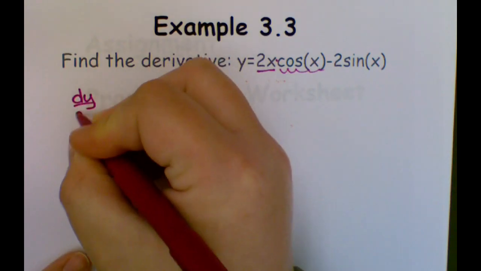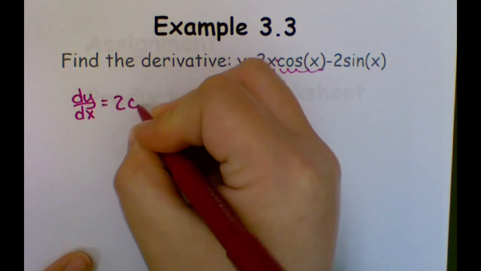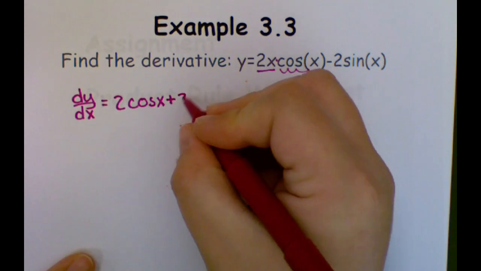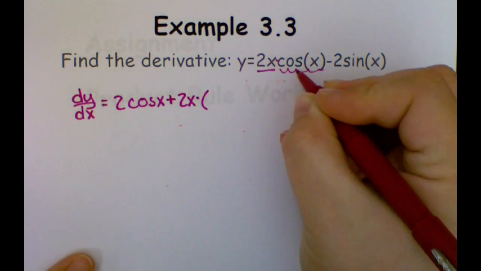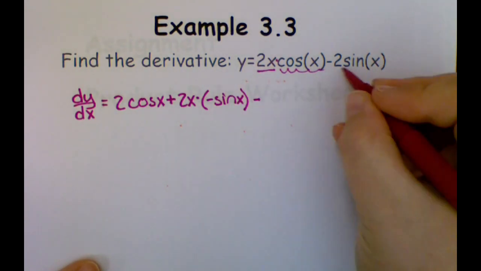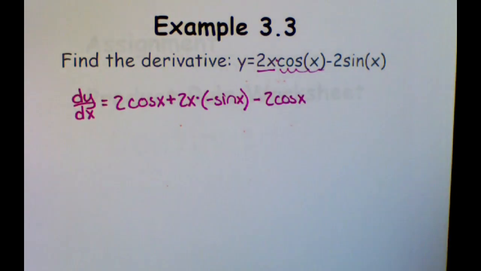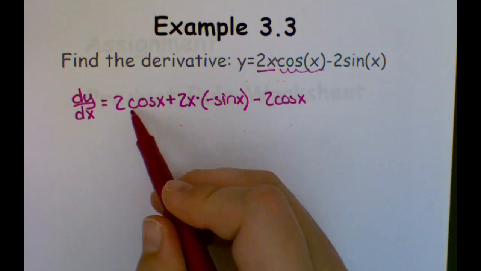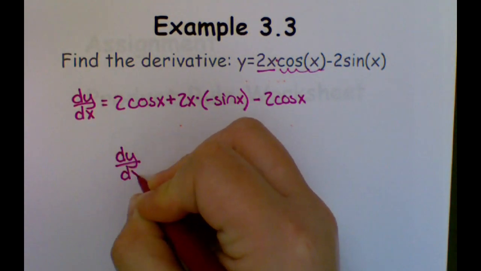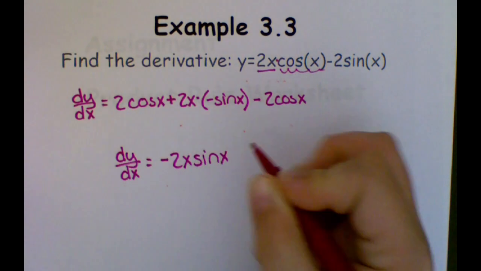So dy/dx equals the derivative of 2x, which is 2, times cosine of x unchanged, plus my 2x will stay, times the derivative of cosine, which is negative sine of x, minus the derivative of 2 sine of x, which is 2 cosine of x. Well, now I can combine some like terms. 2 cosine of x and negative 2 cosine of x cancel each other out. I'm left with negative 2x sine of x as my derivative.